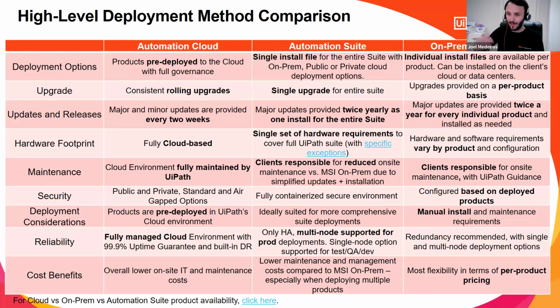The upgrades are also very different from one platform to another. The cloud keeps updating every 2 weeks, and you get them as soon as they are released. That means your version is always up to date. You won't have any issues. With the automation suite, you have upgrades twice a year, but it's just one upgrade and you are good to go.